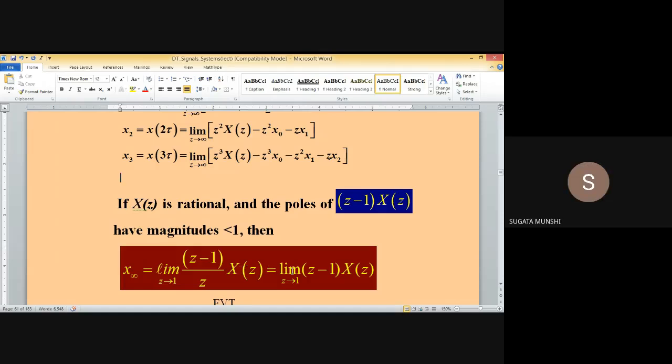You need not write this thing, it is the same as limit z tending to 1, (z minus 1) into x(z). Because in digital control systems, that type of expression is very common, that's why I have written it. But if you simply write limit z tending to 1, (z minus 1) into x(z), that is sufficient. That is x infinity.